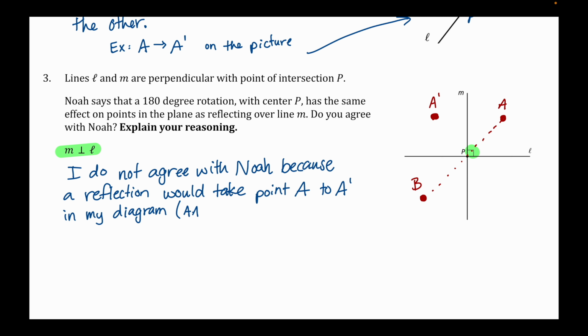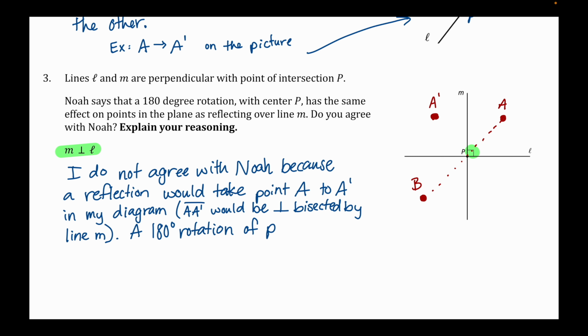And I can say A prime would be perpendicular bisected by line M, and then I can say a 180-degree rotation of point A would take it to point B in my diagram, or in my picture, either way.